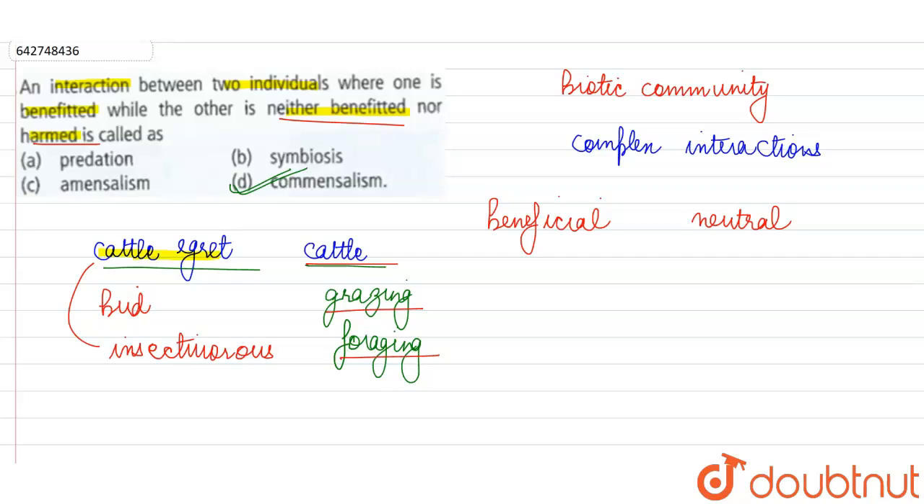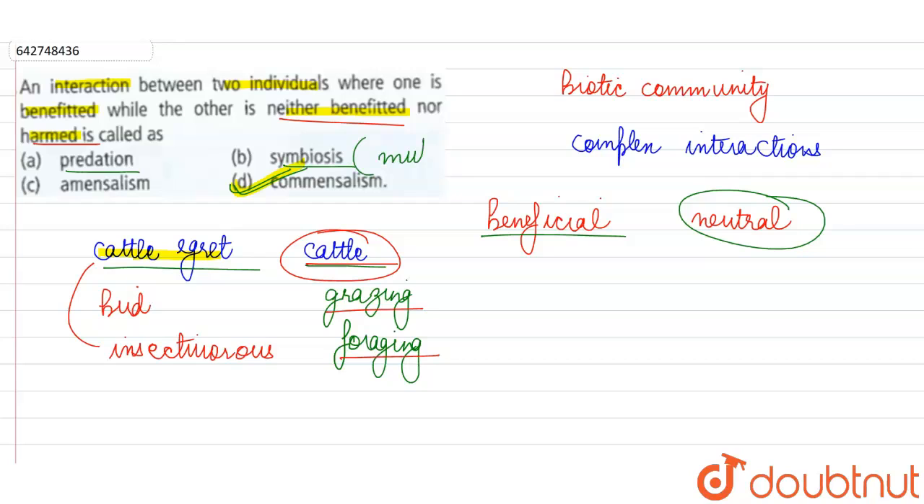So it is beneficial for the cattle egret. It is getting food, whereas the cattle are not being harmed in any way. So such an association is called commensalism. But if we look at the other options that have been given to us, we have predation. Now in predation, yes, it is beneficial for the predator, but the prey obviously does not remain neutral. The prey is eaten, so it is detrimental to the prey species. So this cannot be our correct answer.